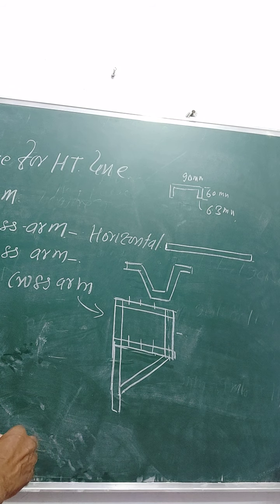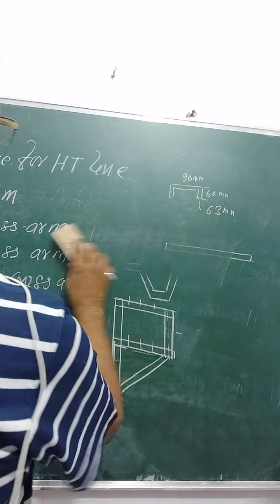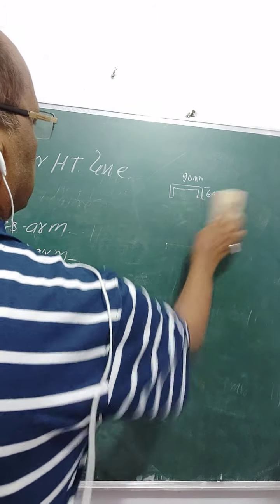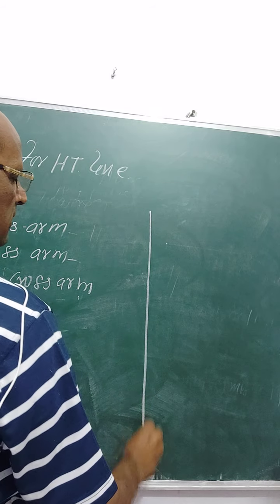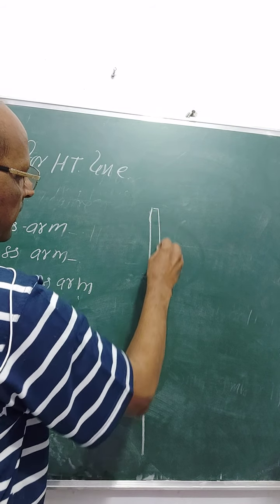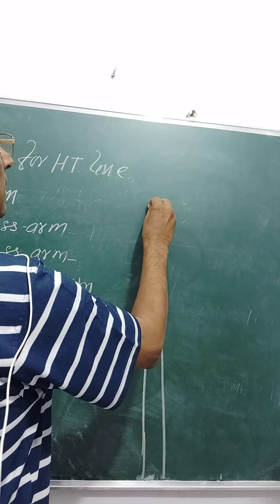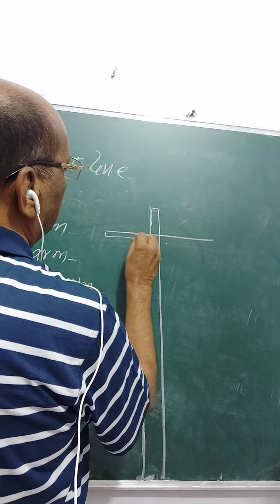So I will just draw the diagram by using these cross arms. How does the pole look? So suppose I am using a PCC pole. So when I use H cross arm, this is the horizontal cross arm.